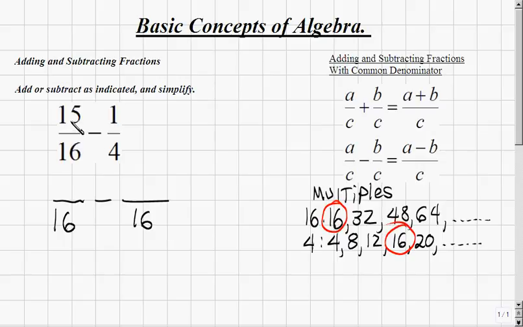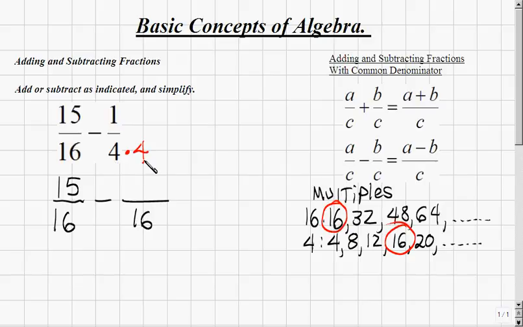Well, in our first case, our first fraction already has 16 as the denominator, so we don't have to convert it to an equivalent fraction. However, in our second case, 1/4 needs to be converted to an equivalent fraction with a denominator of 16. How do we do it? Well, 4 multiplied by what would become 16? Well, we would need to multiply 4 by 4.